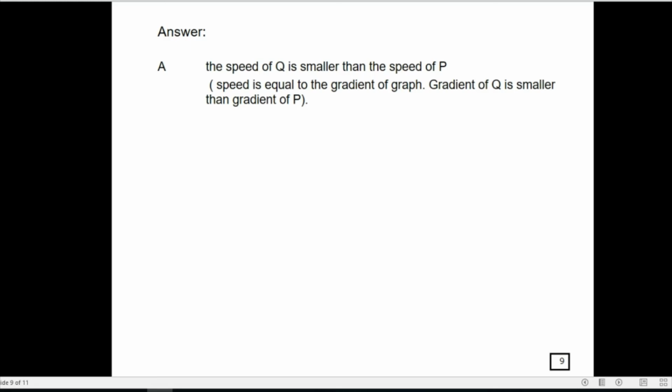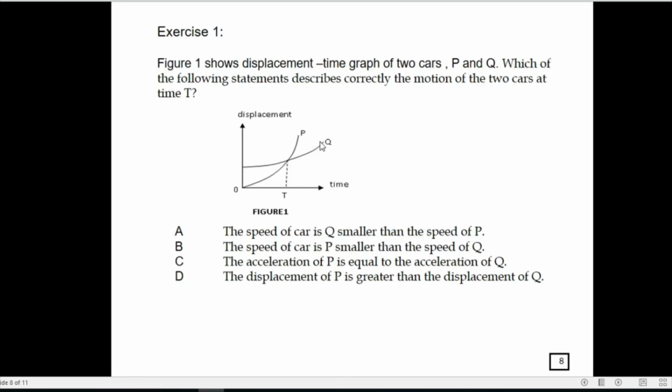Let me go back to the previous page. So the gradient of Q shows a smaller gradient compared to P at the intersection t. P is steeper compared to Q. The gradient of Q is less steep compared to P. I'll say it another way around: the gradient of the s-t graph represents the speed. So that's why the answer is A.